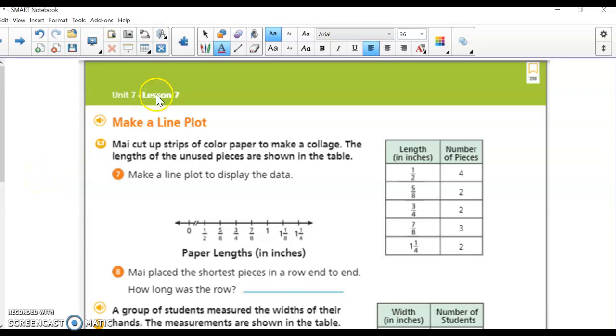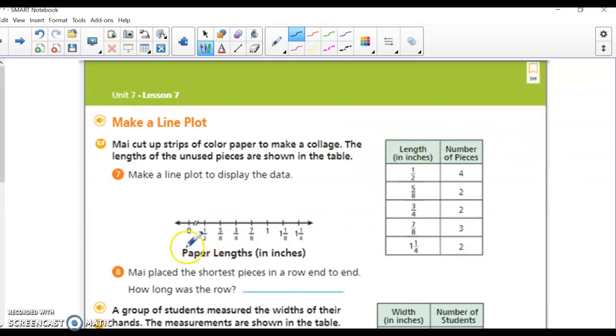Now it's your job to make a line plot. It says, I cut up strips of colored paper to make a collage. The lengths of the unused pieces are shown in the table. Make a line plot to display the data. We're going to use this data and put it here. Once again, we see a title, paper lengths in inches. You see the number line, but you see something different here. All that means is they're not following the pattern from 0 to 1/2. They start at a different spot, or there's a break in the line plot. That's all that means. Notice it goes from 0 to 1/2. 1/2, remember, is 4/8, and every other mark increases by 1/8.